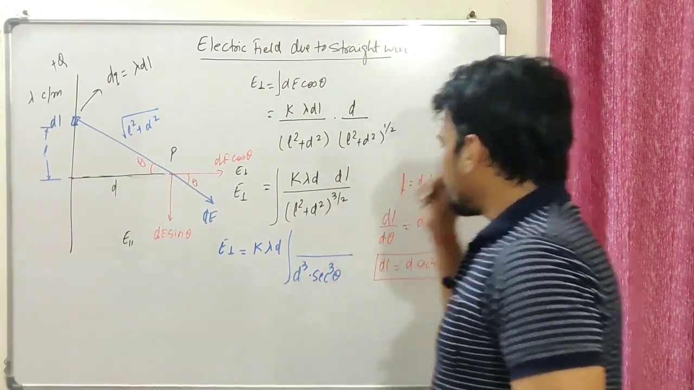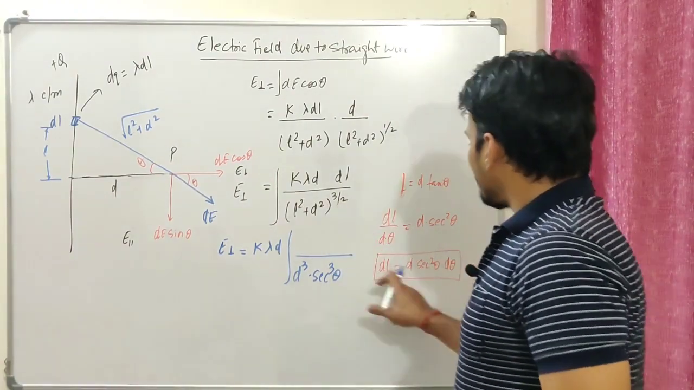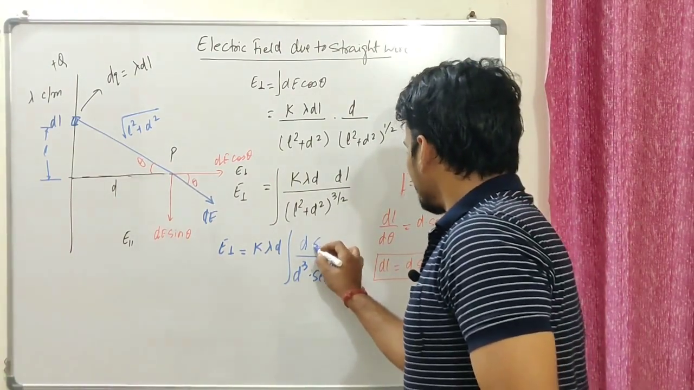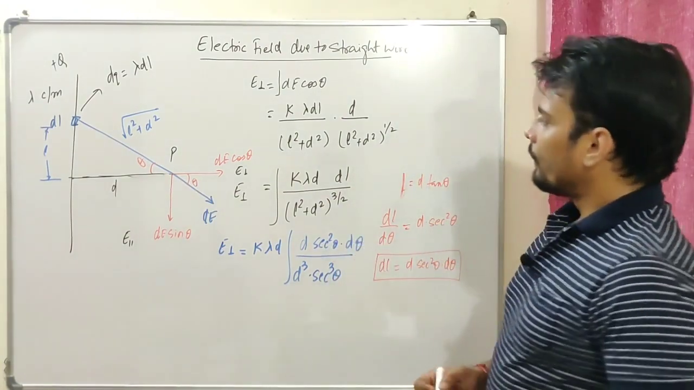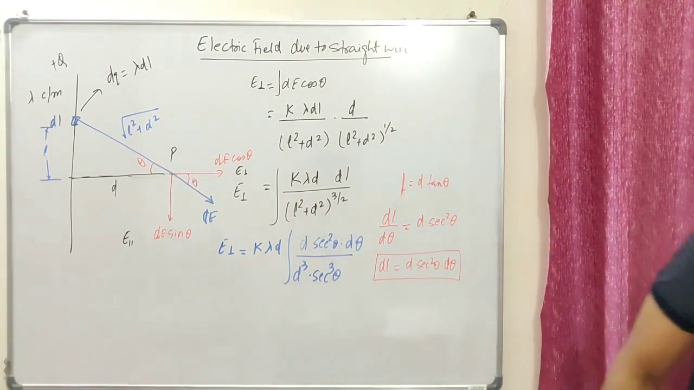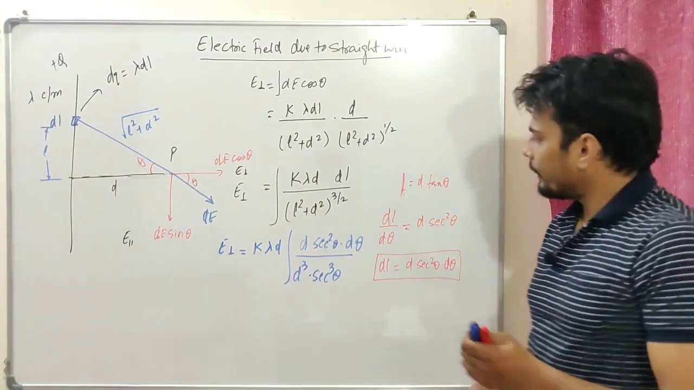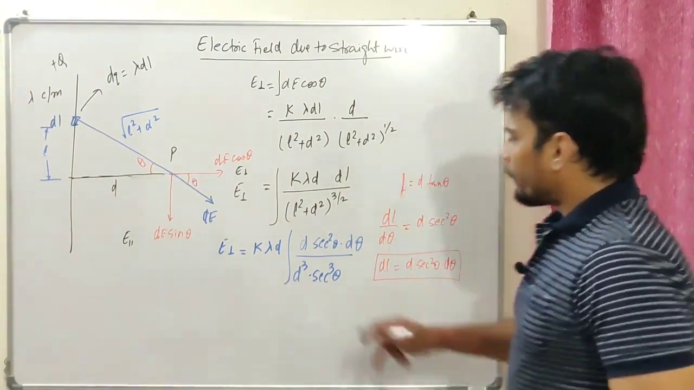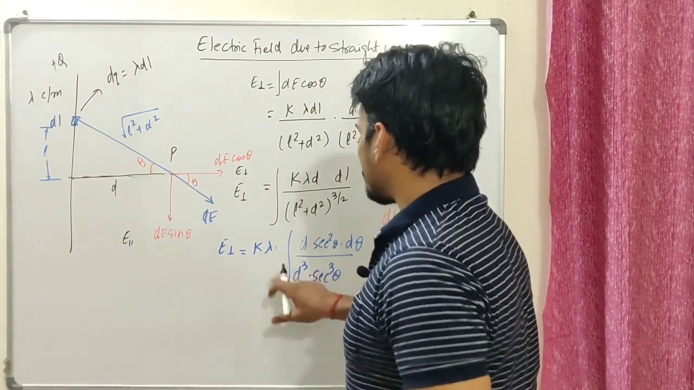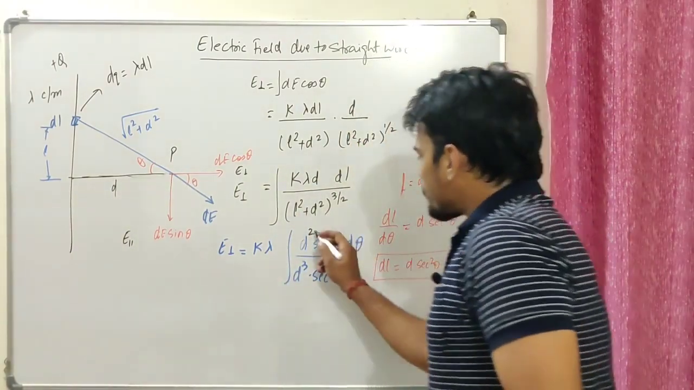You can just pause the video and do it if you're having any sort of trouble in this. Now dl is how much? D secant square theta d theta. We have reached a certain simplified state. Now if I do the cancellations over here, let me just keep this d inside as of now. So I'll be having d square, so this will cancel.